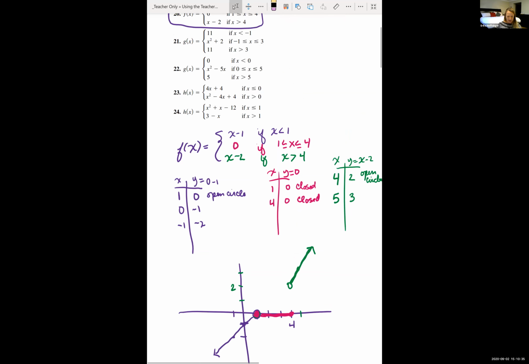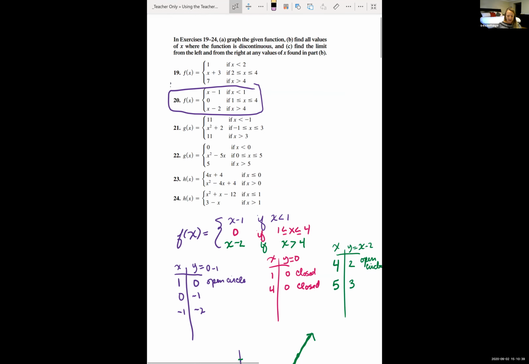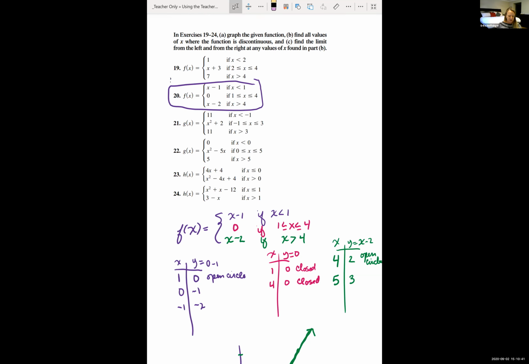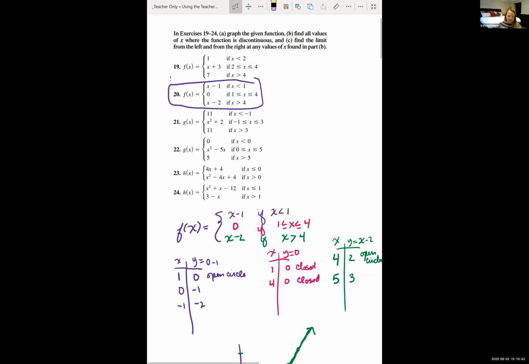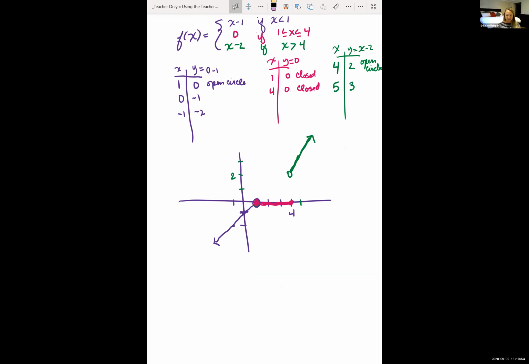So let's go back up and see what they asked us to do. A, graph the given function, did it. B, find the values of x where the function is discontinuous. And C, find the limit from the left and the right at the value of x found in part B. Okay, so looking at our graph, we can see that it's continuous, meaning there's no open circles or no jumps in the graph. It's going to be continuous everywhere except at this value when x is 4.